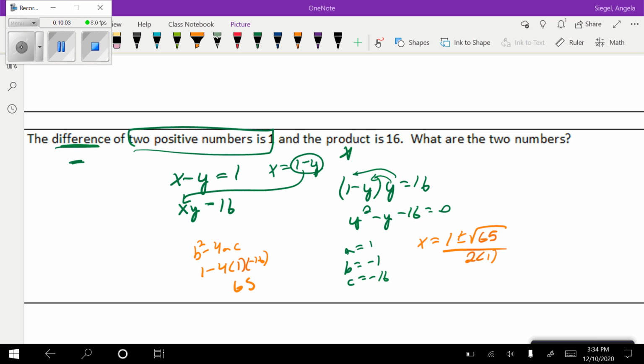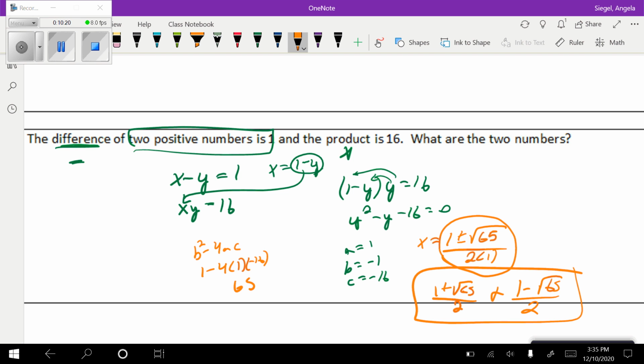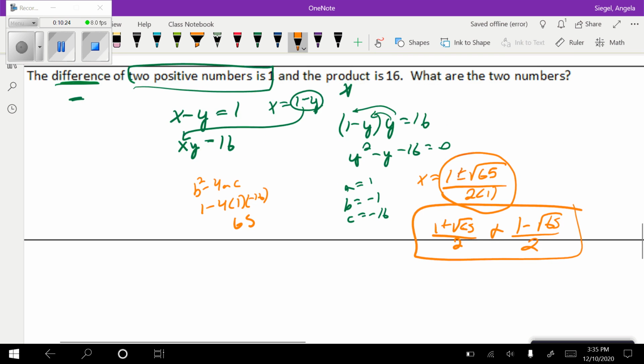Okay, so these are actually the two numbers that are subtracted and multiplied together to get our different numbers. So I have 1 plus square root of 65 over 2 and 1 minus square root of 65 over 2. Those would be super yucky to add or multiply together. But that's it, guys. We are done with this lesson.